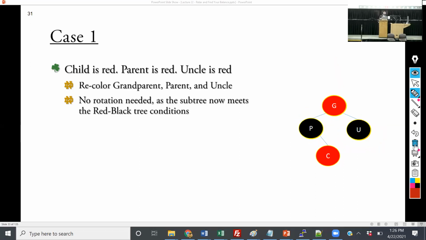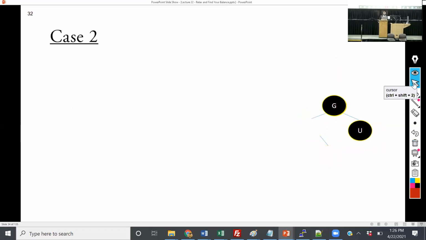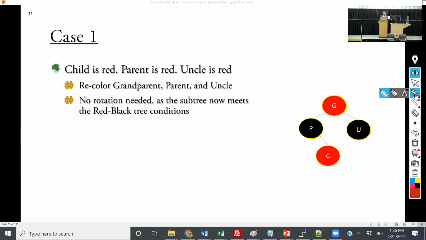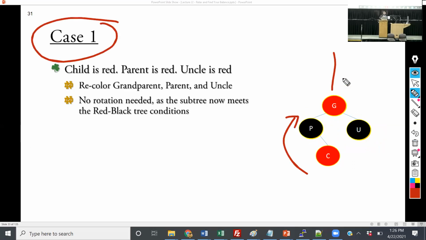To clarify, this is a common question that I get. Normally in this case 1, if you bring it back up here, and let's say the grandparent is the root, what would I do here? If I've recolored the grandparent and now I come back up, what's the last step I need to do for the grandparent? Yes. Turn it black, absolutely right. So this would become a black node.